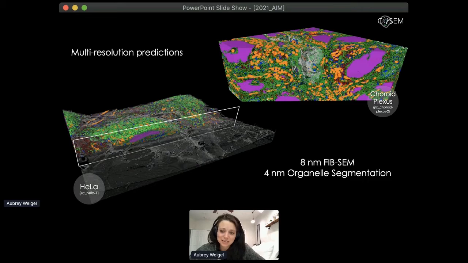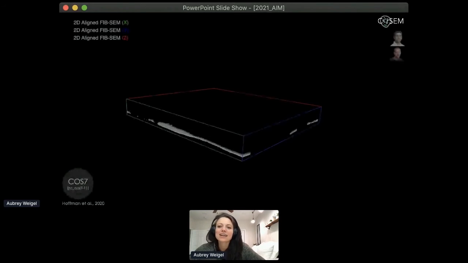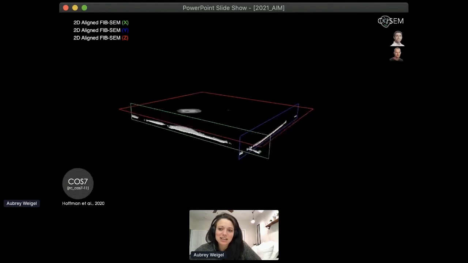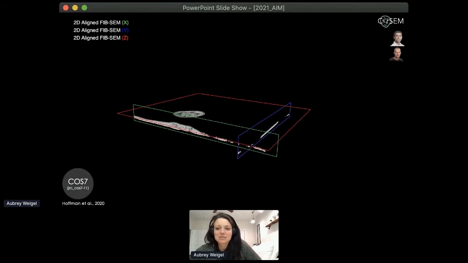So on the bottom here is another HeLa cell imaged at 8 nanometers, which should be pretty similar to our training data. And the segmentation seems to work there, so that's nice. But what's really encouraging is that we're able to get decent results on this mouse choroid plexus data set on the top, which is chemically fixed tissue, so quite different from all the samples that we've trained on. Another interesting aspect is that the 8 nanometer networks allowed us to get segmentations for existing correlative light and electron microscopy datasets, such as published by Hoffman et al.